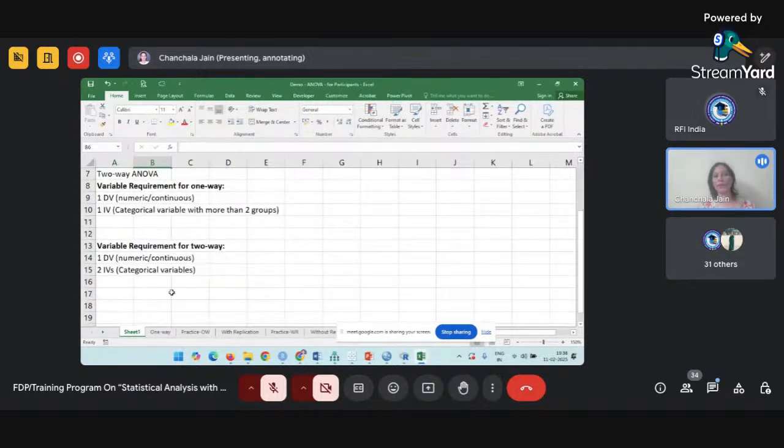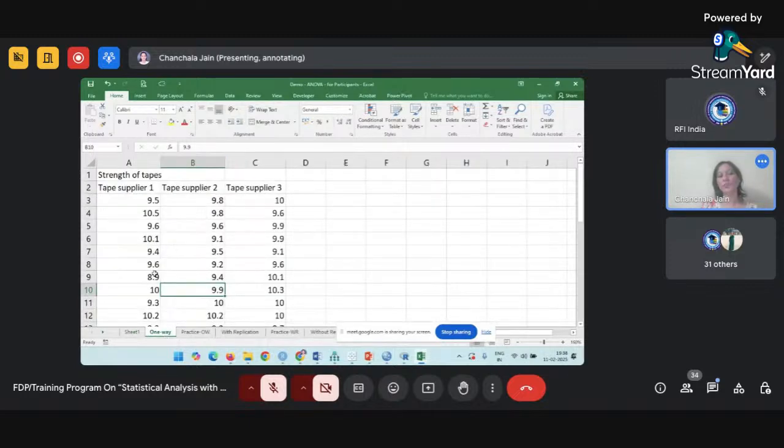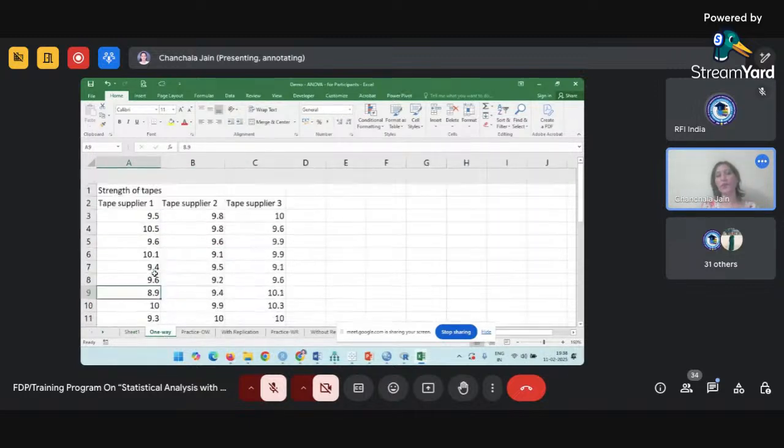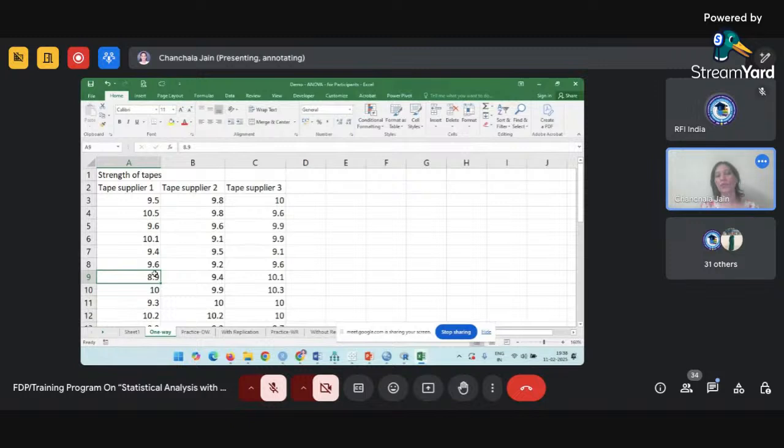Now we'll see one by one how to perform ANOVA using Excel. With an example, I'll explain how to formulate your hypothesis, right? Come to your one-way ANOVA sheet. I hope you can see. Here we have the example available. Rather than explaining, I want you, when you look at this data, can any one of you tell me what the variables available in this particular sheet are?